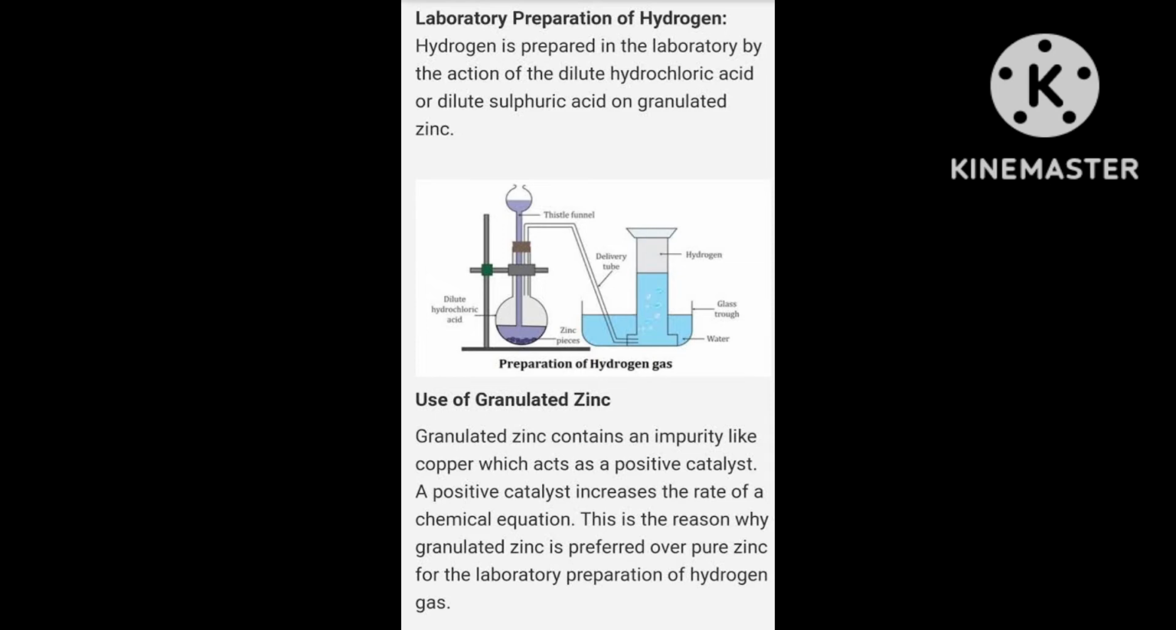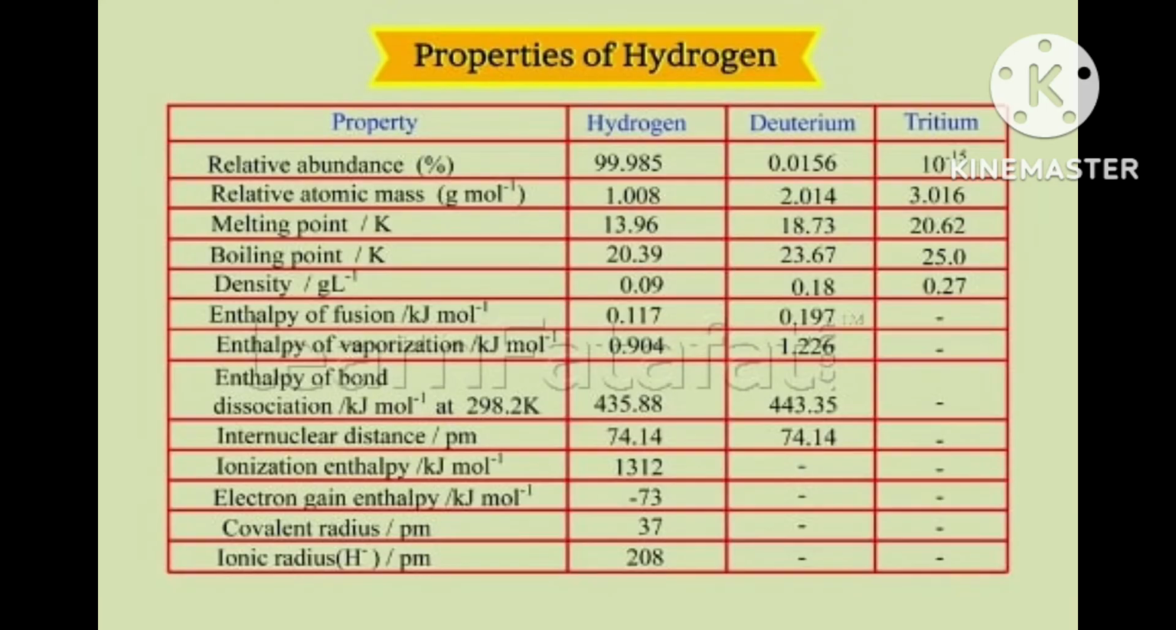In Zn plus 2H+, Zn loses electrons and hydrogen takes electrons. 2H+ requires 2 electrons, which are given by Zn, so Zn becomes Zn2+, and the 2H+ becomes H2, hydrogen gas. Generally, it will form H2 with Zn plus H2SO4 also.